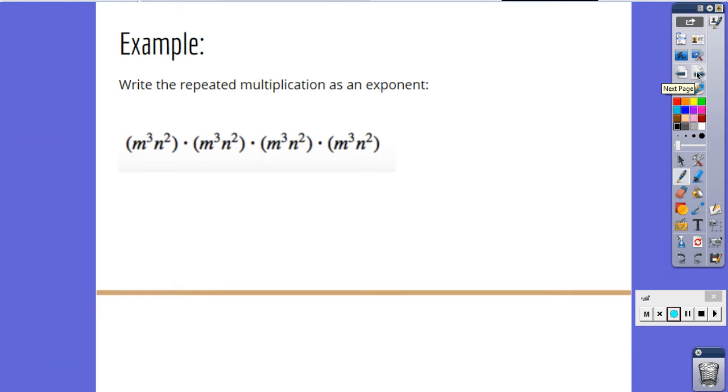So here's an example. Go ahead and take a look at this one. Even though it looks a little bit trickier, notice that every term inside of the parentheses is exactly the same, and there happen to be 4 of them. So for the time being, a simplified version of this as an exponent would be m cubed n squared, all of that to the 4th power, because there are 4 of these terms that we are multiplying.